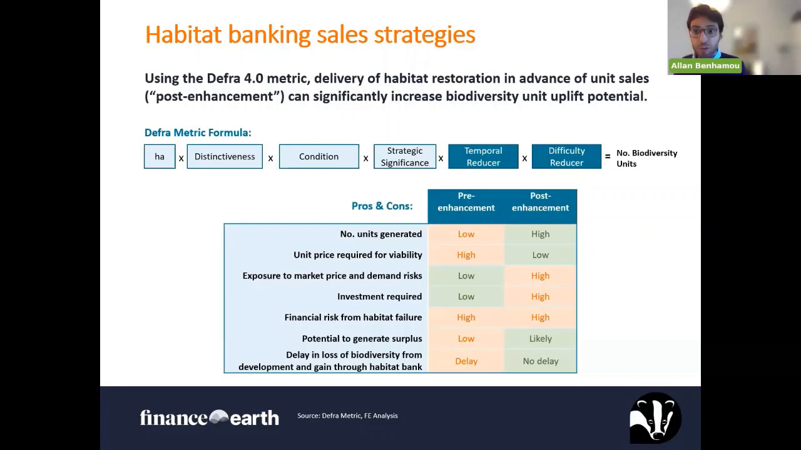But again, that's been one of the features we've been looking at as part of this project, and trying to assess how we can bring investment into this project rather than selling units upfront, as we've been seeing in other markets.